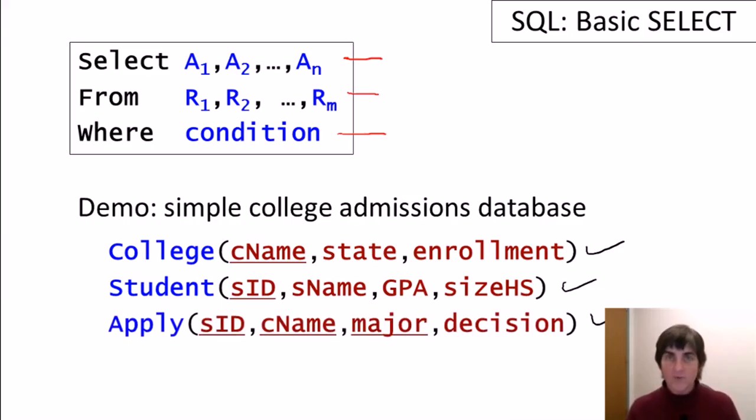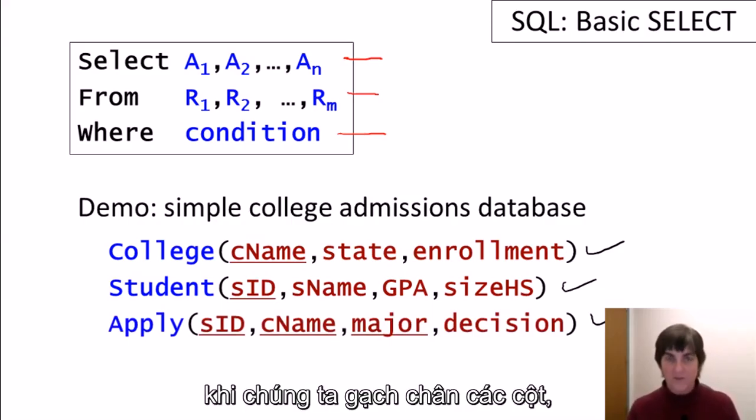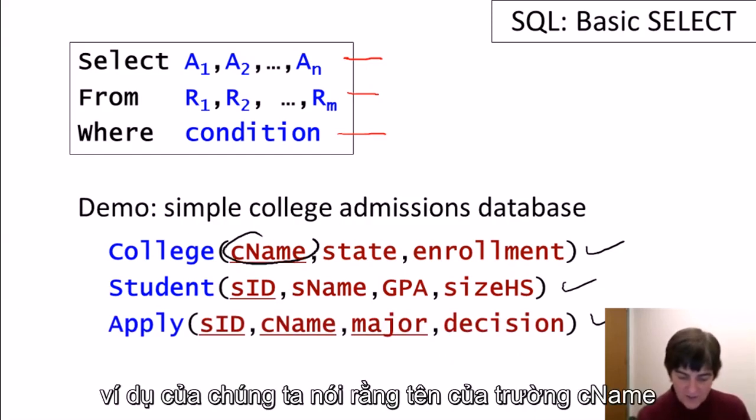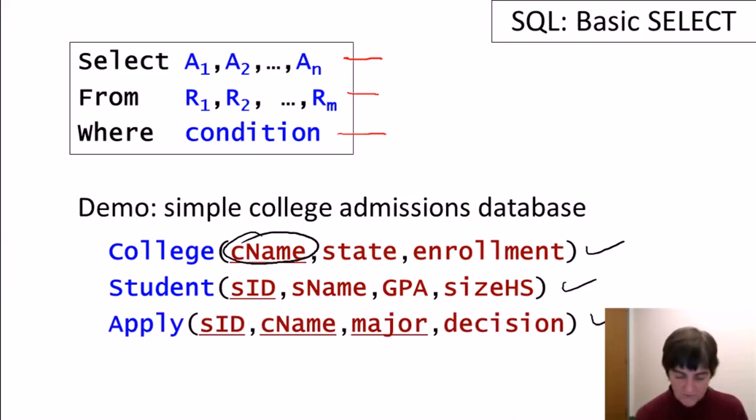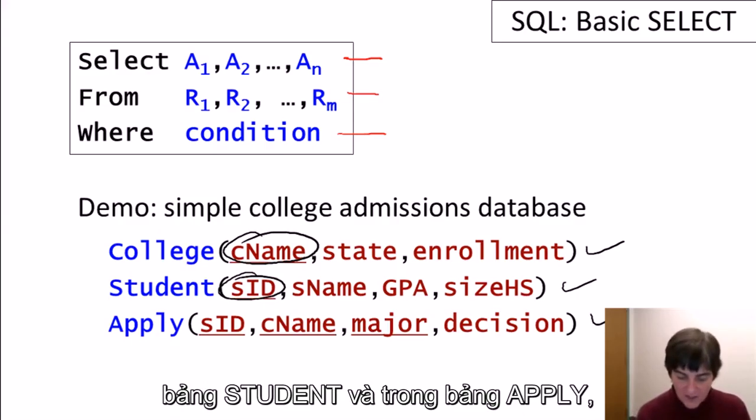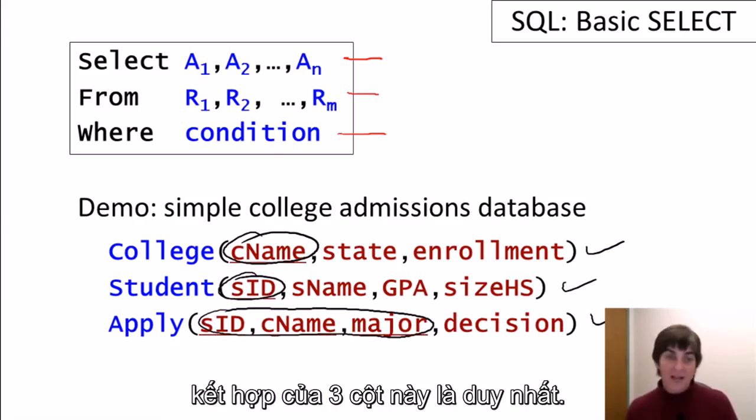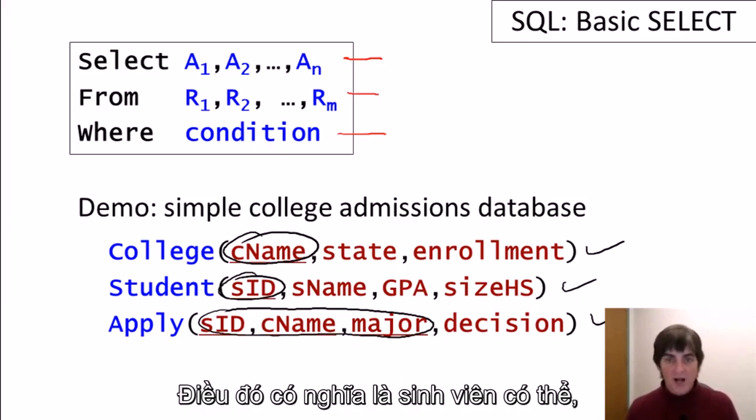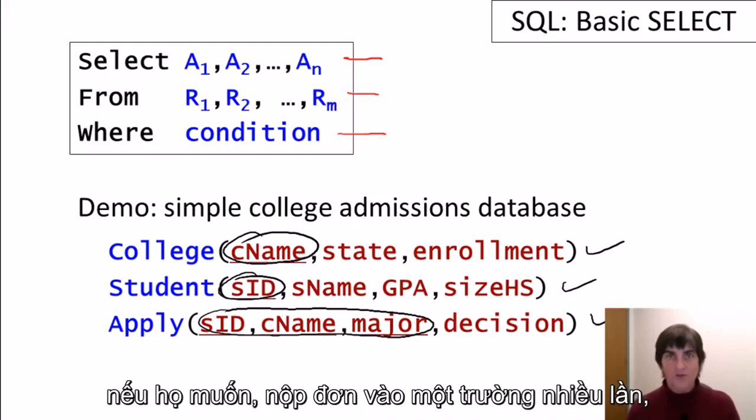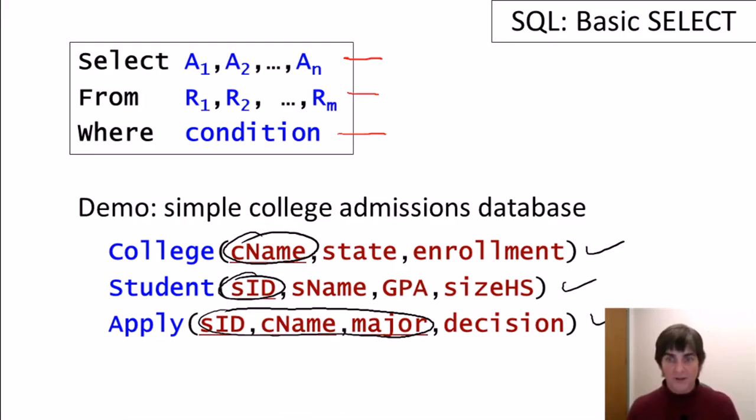Now, as a reminder, in the relational model, when we underline attributes, that means we're designating a key for the relation. So the underlined attributes in our example say that the college name is going to be unique within the college relation, the student's ID is unique within the student relation, and in the apply relation, the combination of these 3 attributes is unique. That means that a student can, if he or she wishes, apply to a college many times or apply for a major many times, but can only apply to a college for a particular major once. Let's turn to the demo.